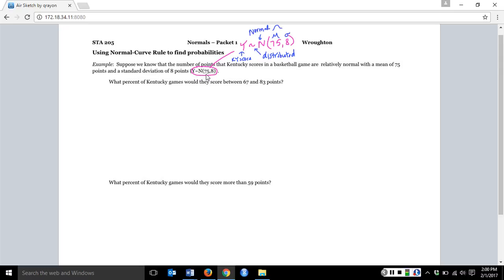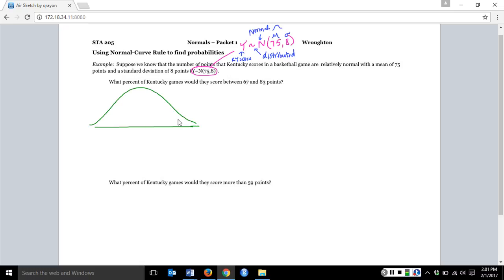We begin to see this notation more and more throughout the course, so I like to introduce you to it early. So the main thing is this is what we're actually interested in. This just means it's symmetric and bell-shaped, so it has that picture that we're looking at. And then I always have to give you the mean and the standard deviation to be able to work with it. Now, knowing that, we want to figure out what percent of Kentucky games they will score between 67 and 83 points. So I'm going to start with a picture because I already know that it's normal because it told me that in the problem here.